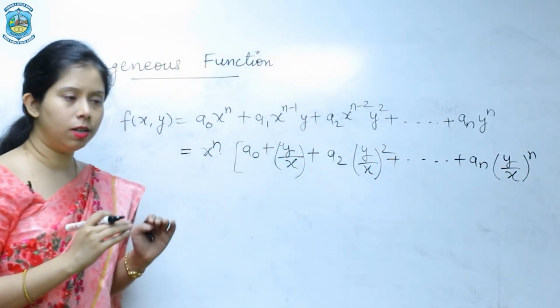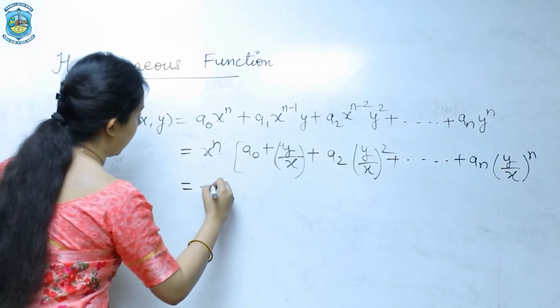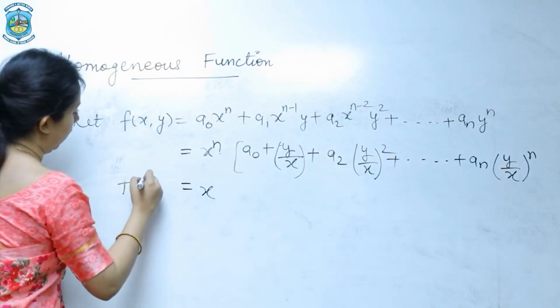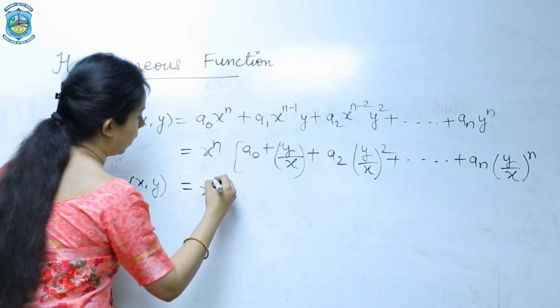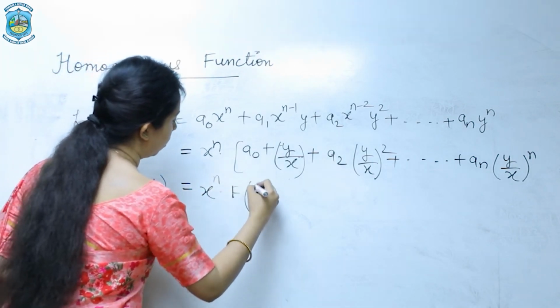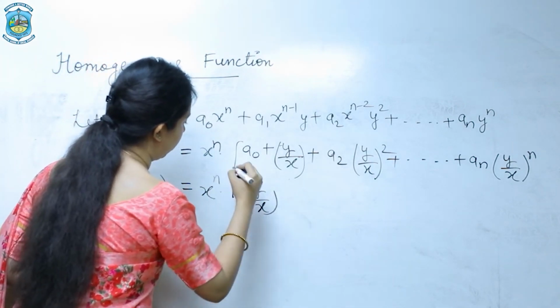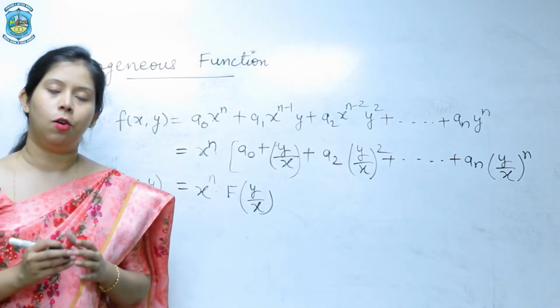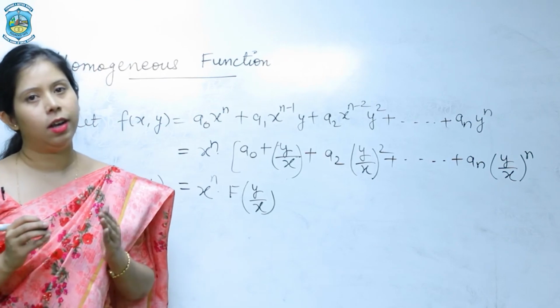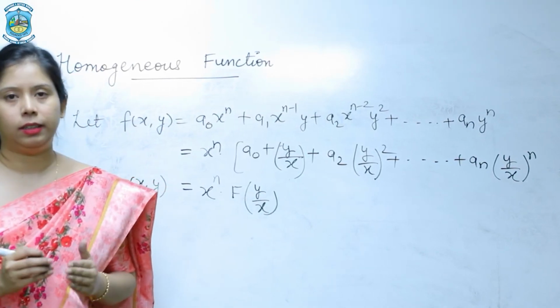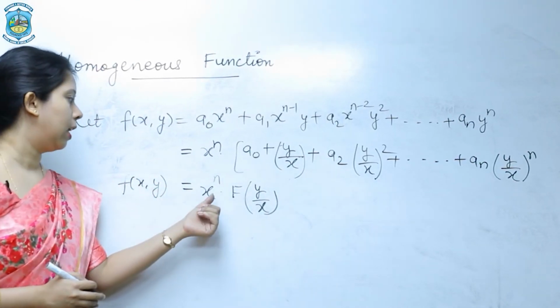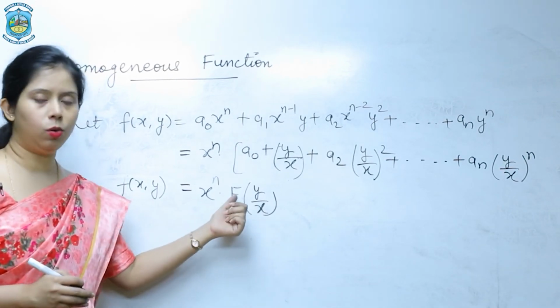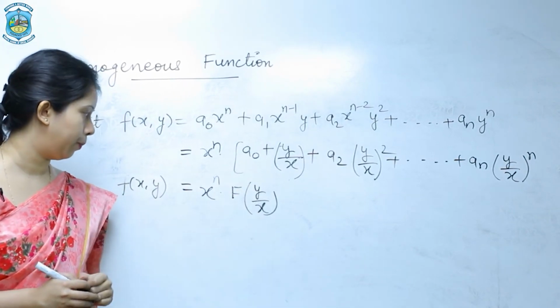So if a function is homogeneous, it can be expressed as f(x, y) = xⁿ times a function of y/x. So from here we can say that if an expression is a homogeneous function, then it can be expressed as xⁿ f(y/x).